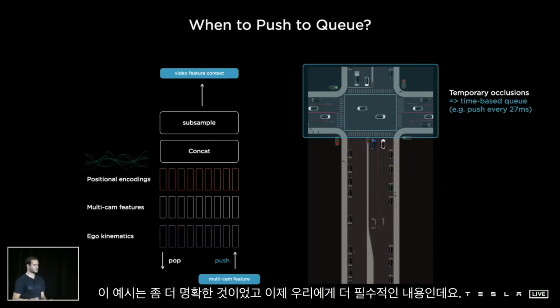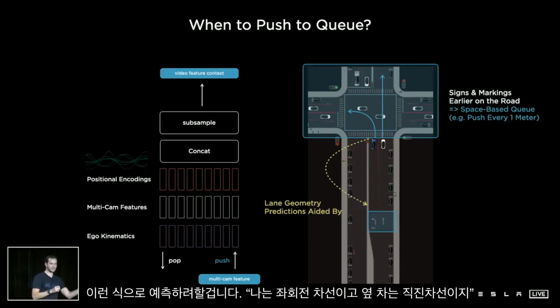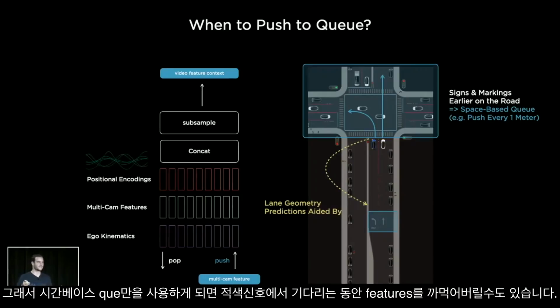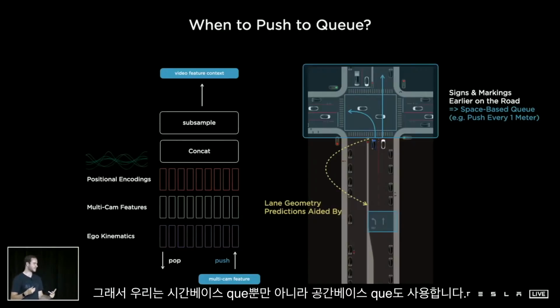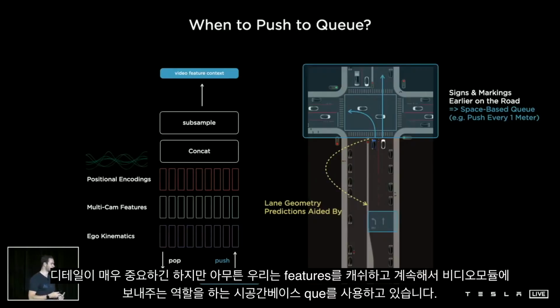So that's the more obvious one, but the one that we also discovered is necessary in our case is, for example, suppose you're trying to make predictions about the road surface and the road geometry ahead, and you're trying to predict that I'm in a turning lane and the lane next to us is going straight. Then it's really necessary to know about the line markings and the signs, and sometimes they occur a long time ago. And so if you only have a time-based queue, you may forget the features while you're waiting at your red light. So in addition to a time-based queue, we also have a space-based queue. So we push every time the car travels a certain fixed distance. Some of these details actually can matter quite a bit. And so in this case, we have a time-based queue and a space-based queue to cache our features, and that continues into the video module.